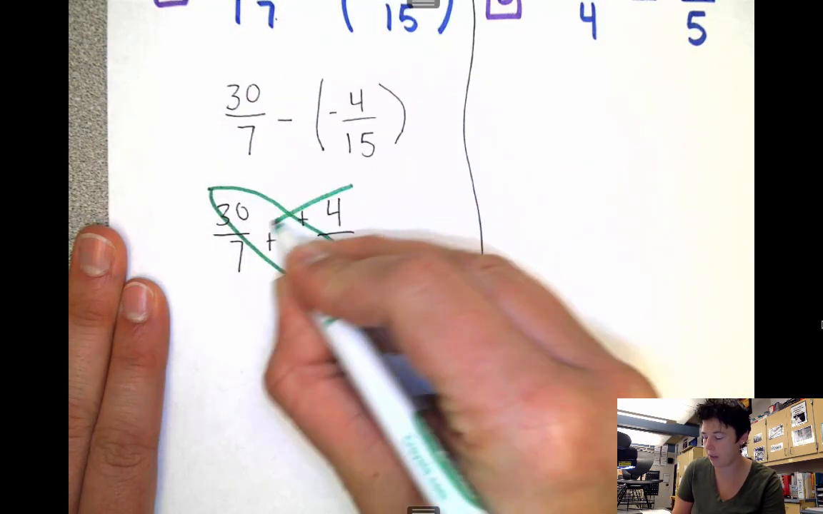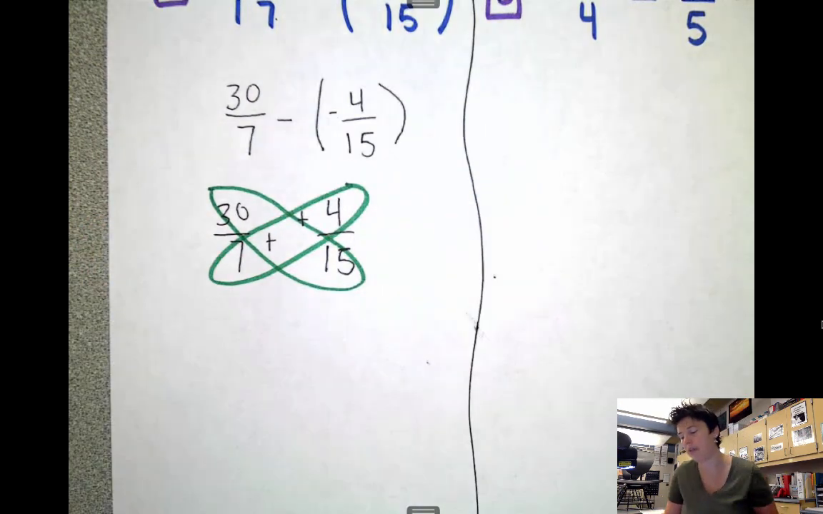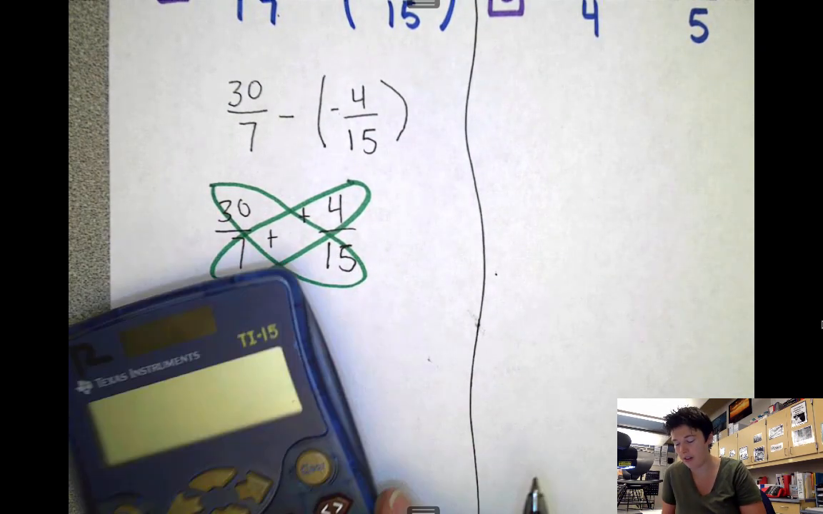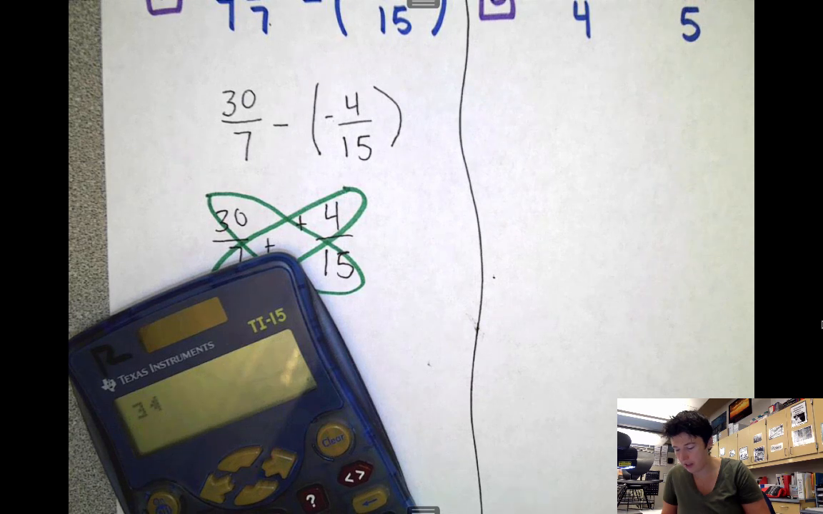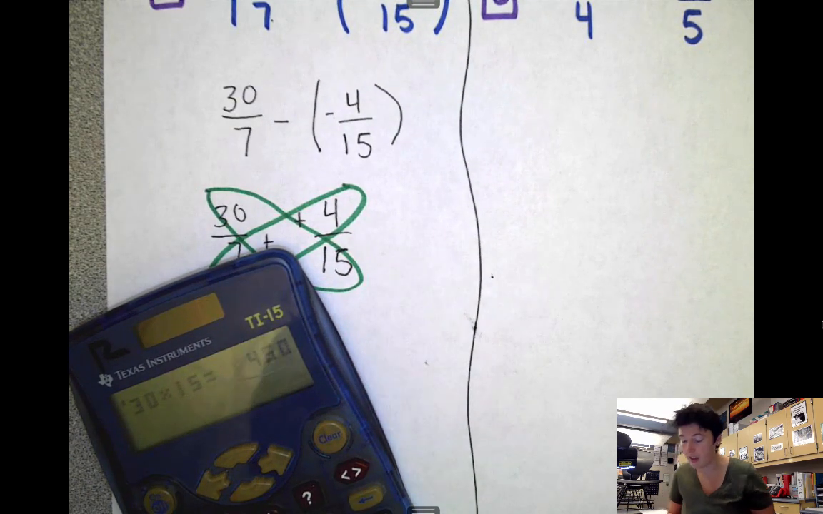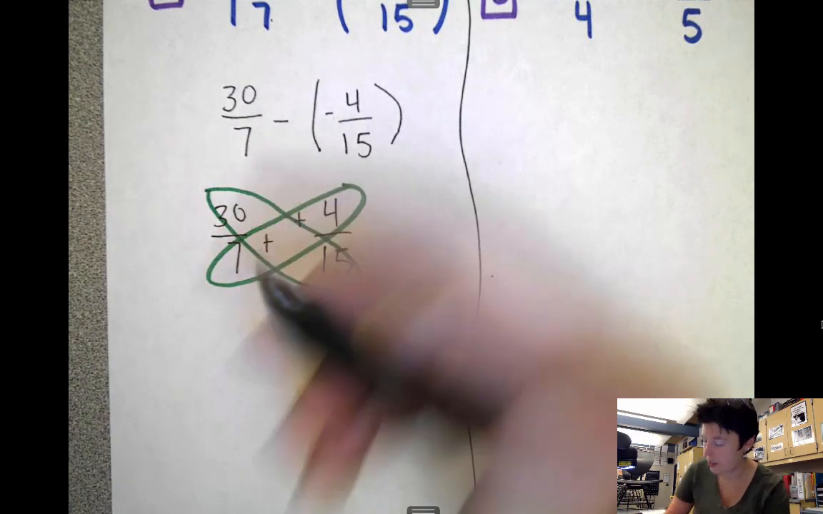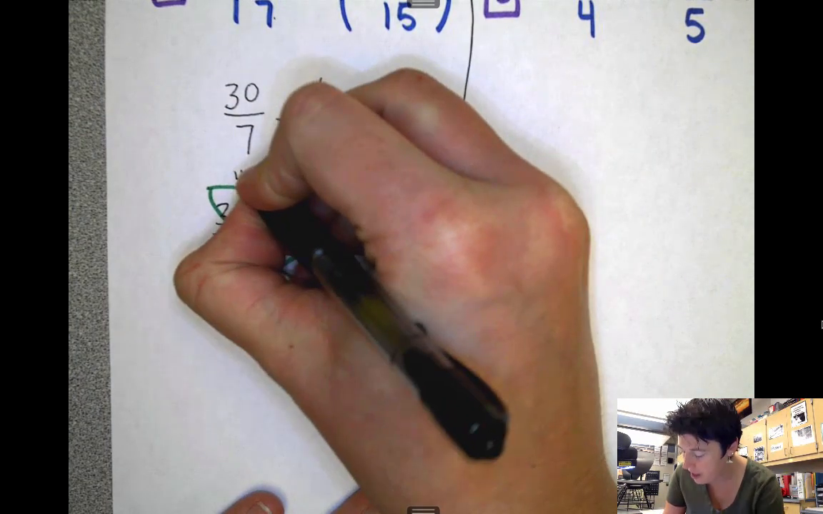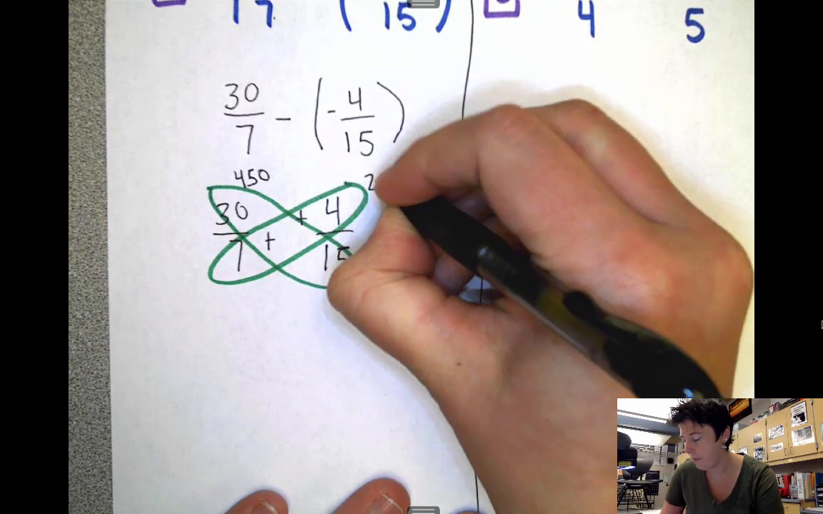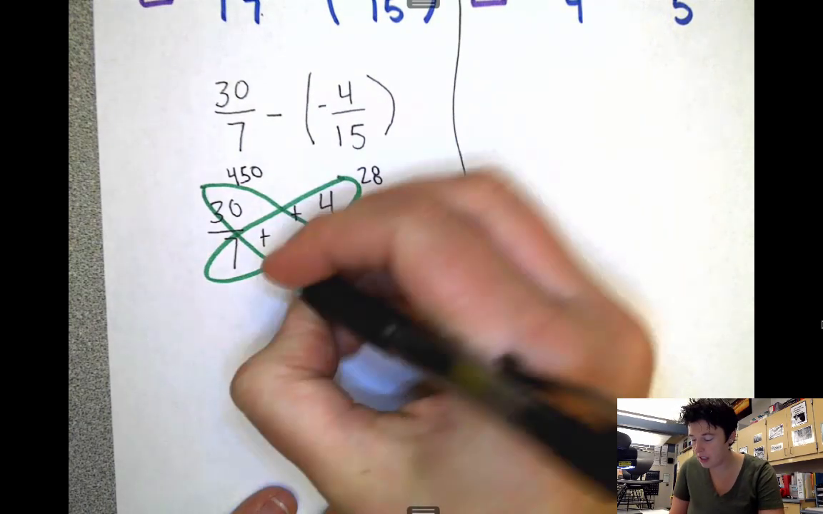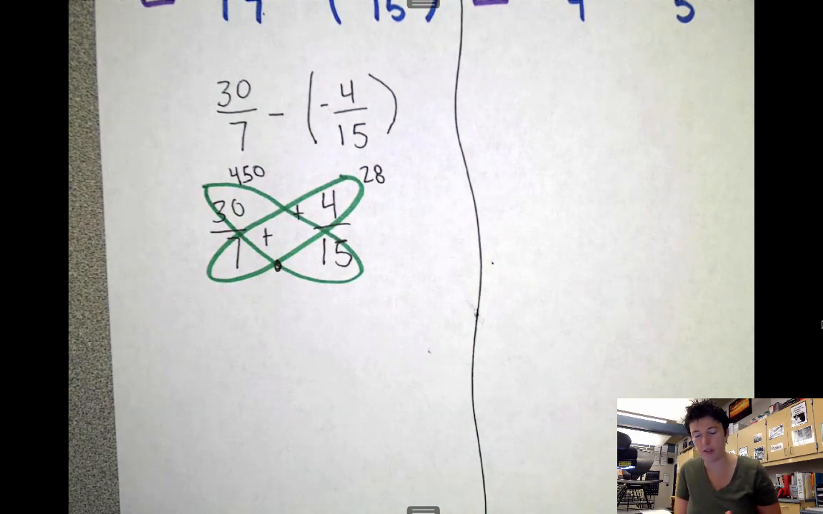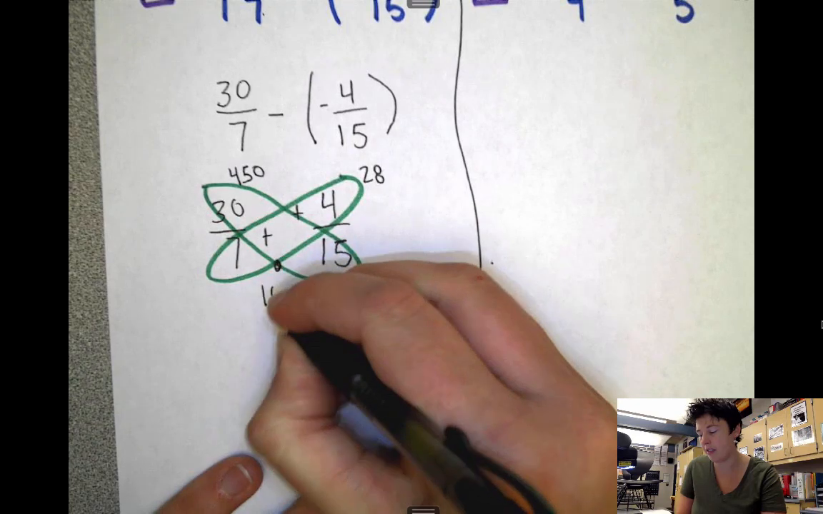And this time when I'm multiplying, there are some big numbers to multiply here. I have to do 30 times 15. So I'm going to grab my calculator, and I'm going to figure out what 30 times 15 is. And 30 times 15 is 450. So this is 450. 7 times 4 is 28. I know that. And then 7 times 15 is going to be my common denominator. So again, 7 times 15, you can use a calculator, is 105.